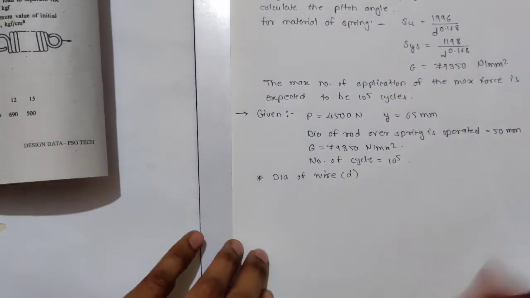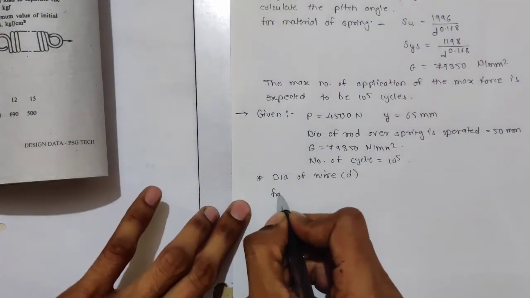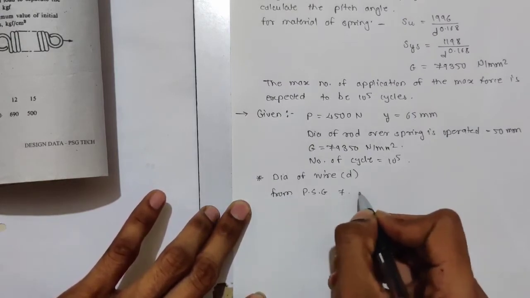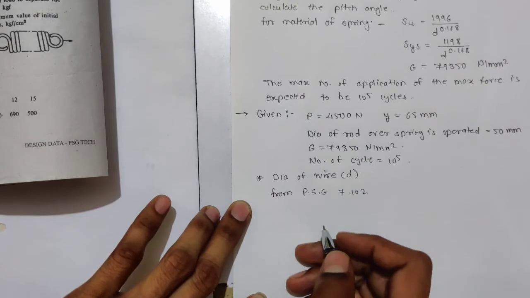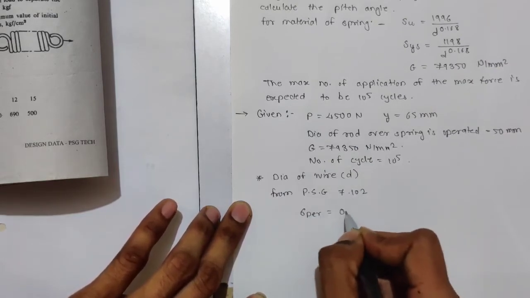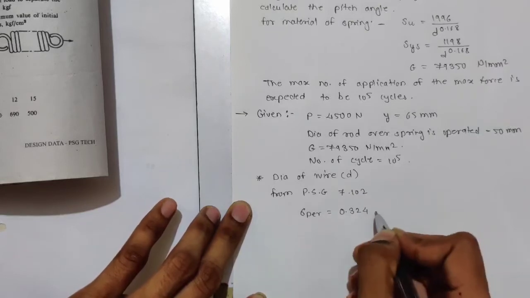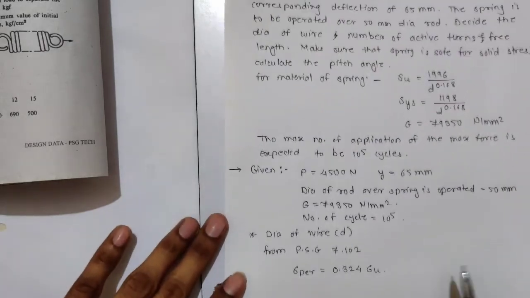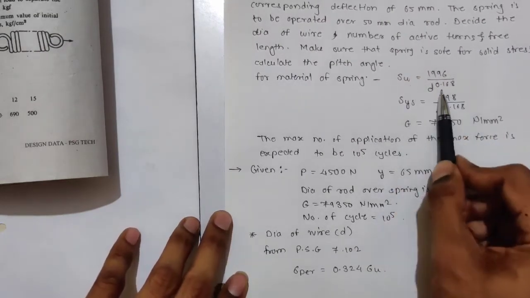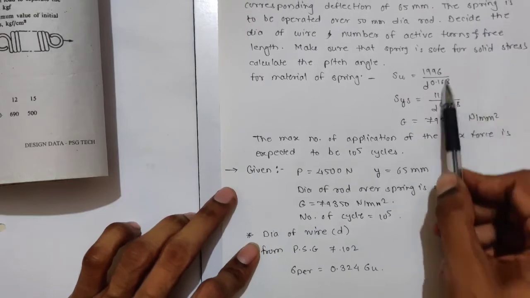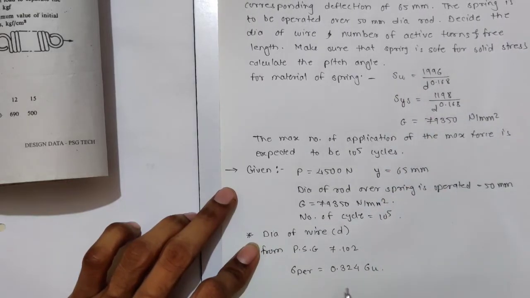Okay, so from PSG 7.102, tau permissible is equal to 0.324 sigma u. Alright, now what is this term exactly? It is nothing but sigma u. So the number of terms are given. So for our use, it is only this term. So we can find this.